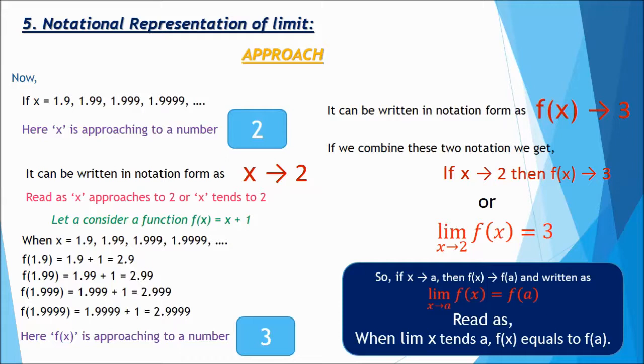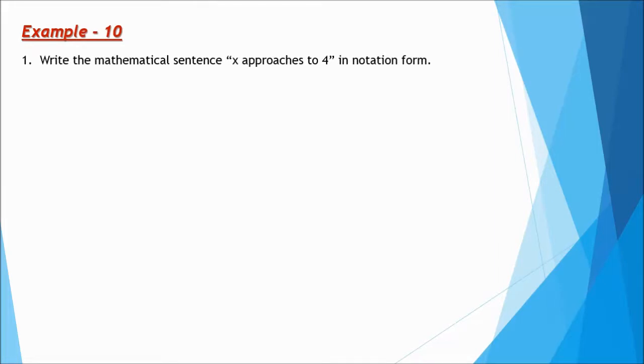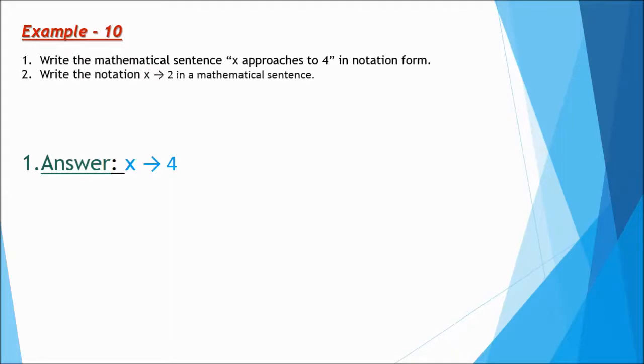Now there will be an exercise definitely. Example 10. Write the mathematical sentence x approaches 4 in notational form. There will be a question and the answer is x takes to 4. In mathematical form we can write x takes to 4. And in mathematical sentence, question 2, you can see we can write x tends to 2 or x approaches 2. You can write anything. Okay.